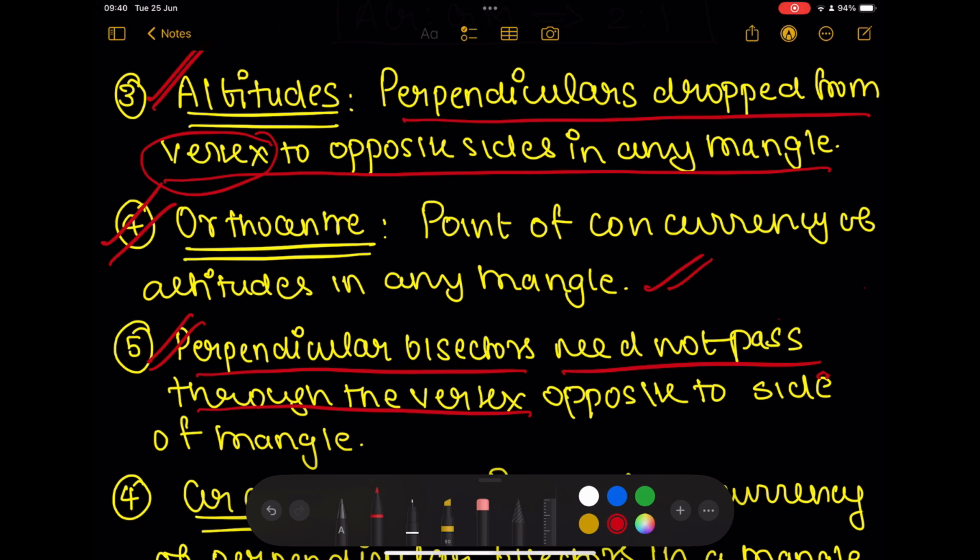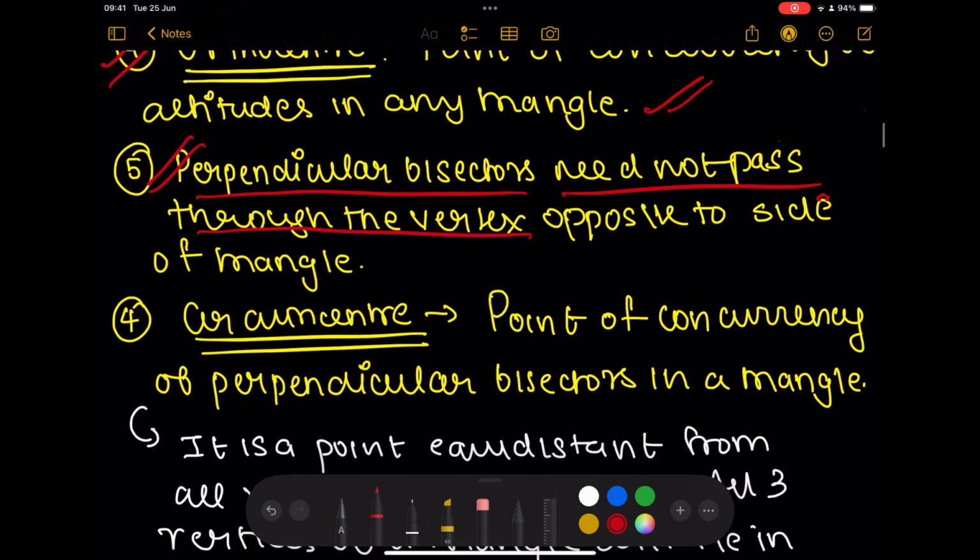And what is perpendicular bisector? They are basically perpendiculars which bisect the edge of a triangle or a side of a triangle. They need not pass through the opposite vertex. And the point of concurrency of altitudes is known as orthocenter. The point of concurrency of perpendicular bisectors of a triangle is known as circumcenter, right?